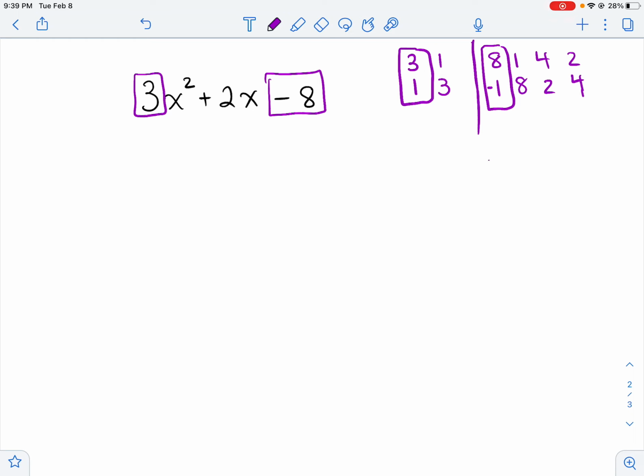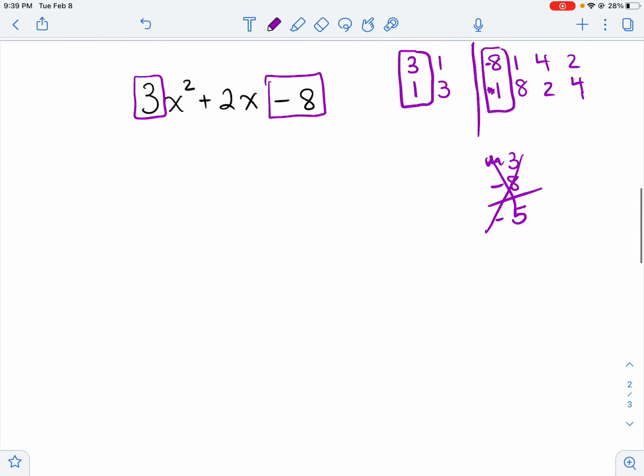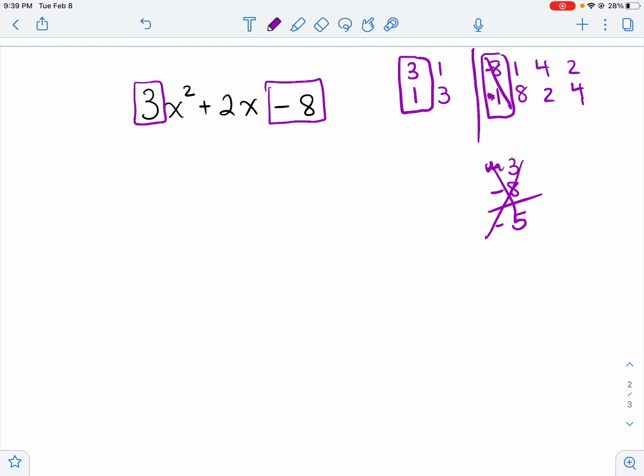3 times negative 1 is negative 3. 1 times 8 is 8. Negative 3 plus 8 is 5. So it can't be that. And then if I think, okay, maybe that's not negative and maybe that's negative, that's just going to make this negative. So it would make it negative 5. It's still not going to work. So that combination didn't work. So wait, I better not cross that off yet in case it's the other combo.